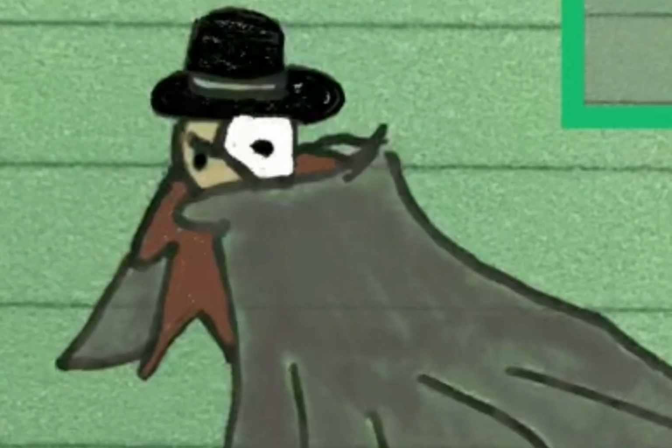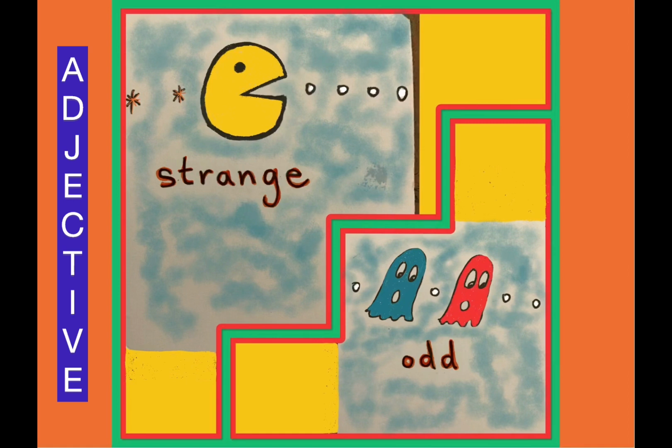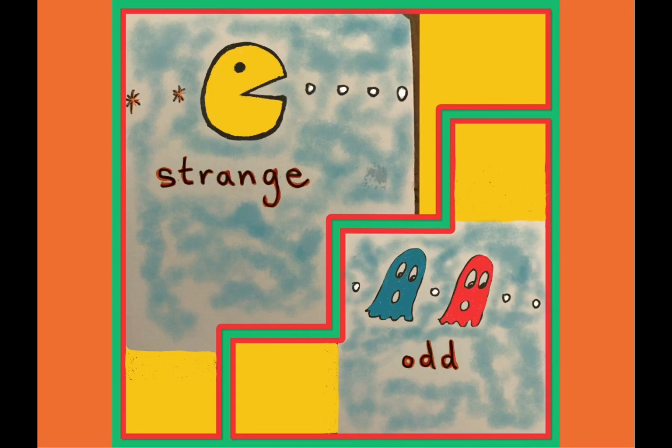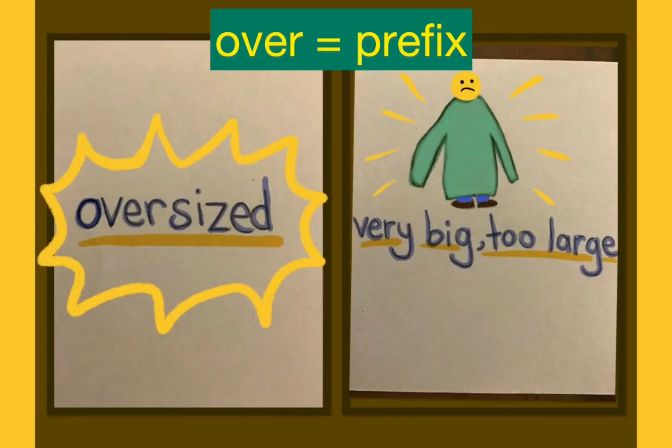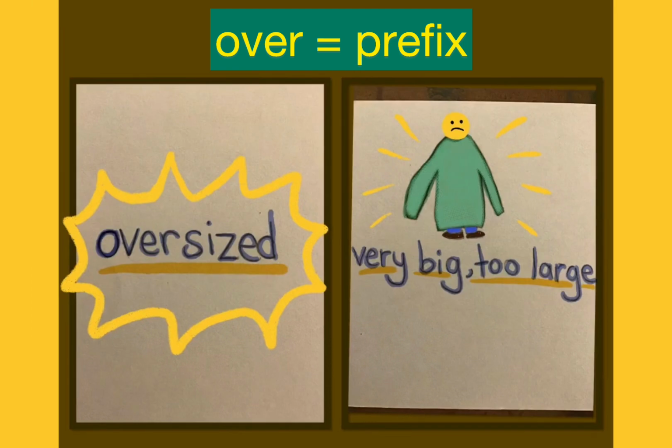How obscure? Odd means strange or different. Those ghosts are very odd. Oversized means very big or too large. Over is the prefix of oversized.